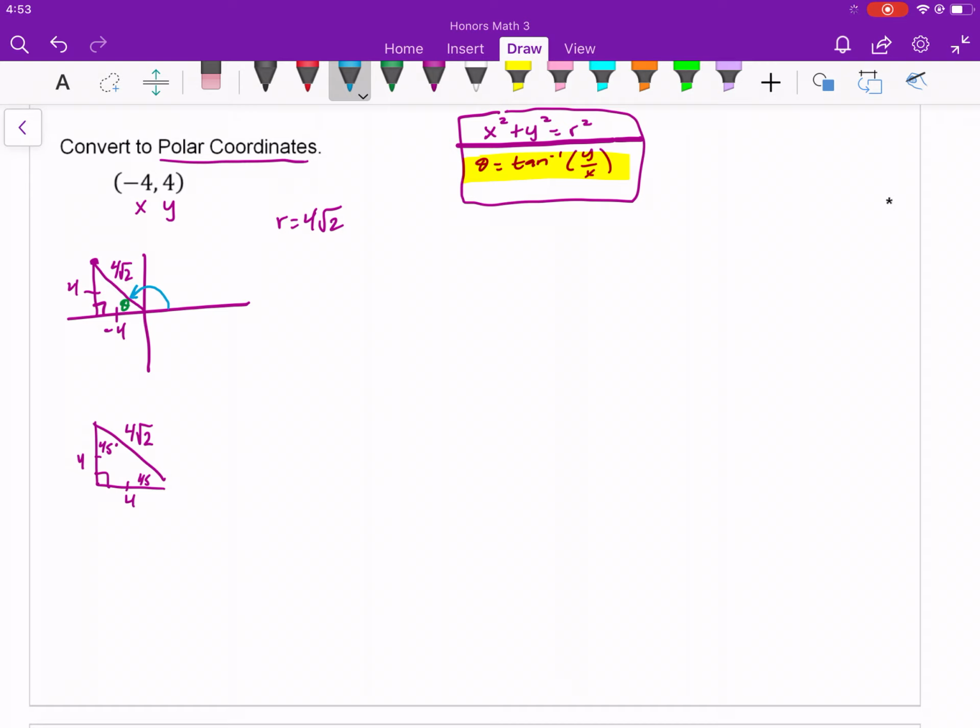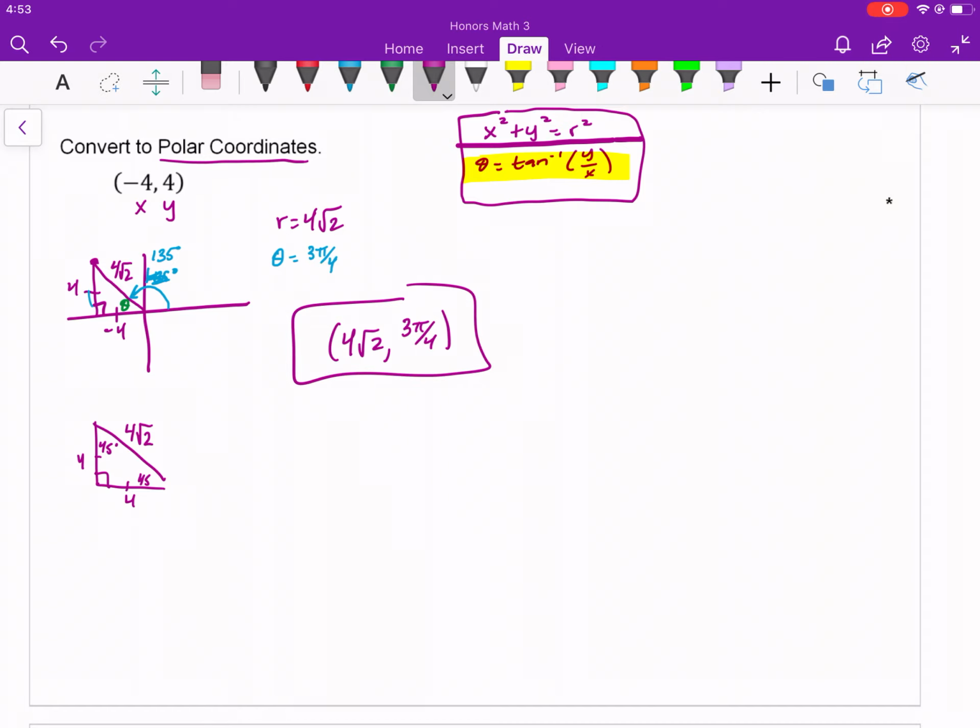Therefore, this angle has to be 135 degrees. Oops, that looks terrible. 135 degrees. Now I'm going to go ahead and put it in radians. Our radians would be 3 pi fourths, because remember 3 pi fourths is the one that has equivalent x and y values. So I just converted just like that, and I can go ahead and say my answer is 4 square root of 2, 3 pi over 4. So the visual really helps.